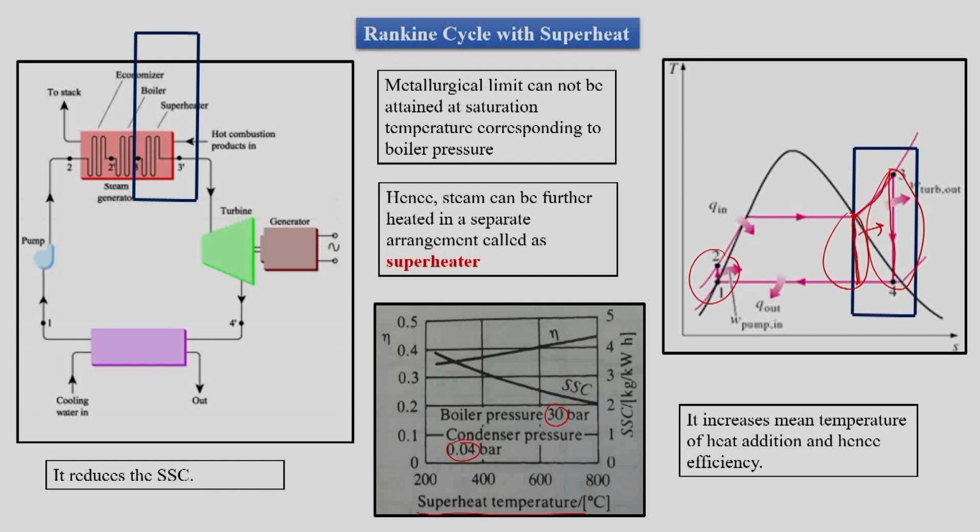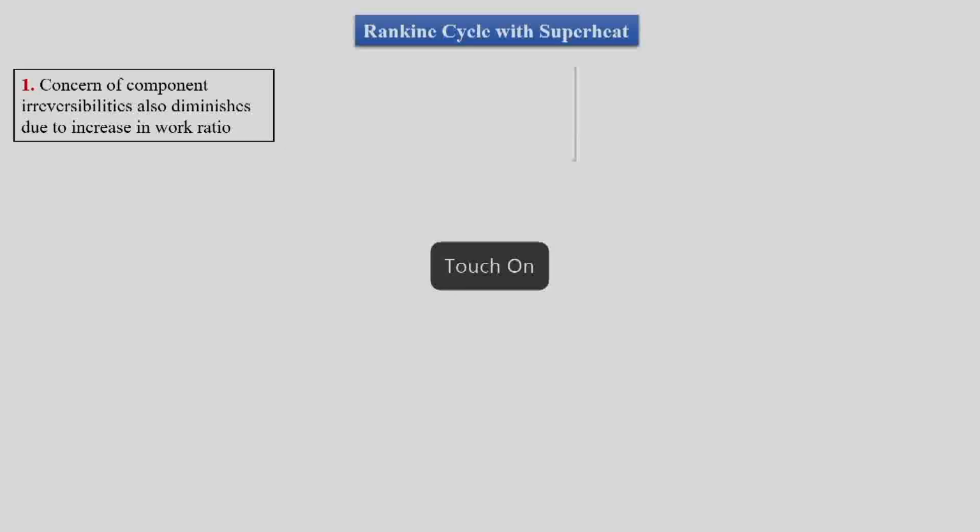But turbine work has increased, so net work has increased, but we know that net work upon turbine work is work ratio. So since work ratio is increased, our problem of irreversibility is solved more. We had seen in previous class that if the work ratio is higher, then the cycle becomes more and more insensitive or less sensitive toward the component efficiency. So having superheat, we don't have to bother much about the component efficiencies.